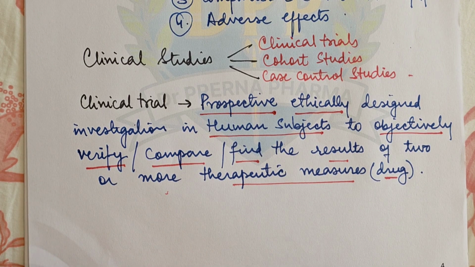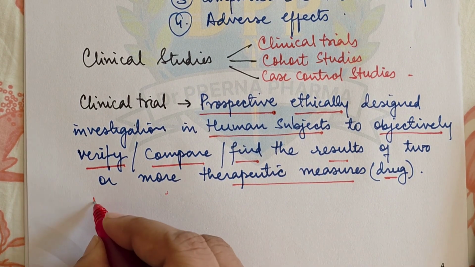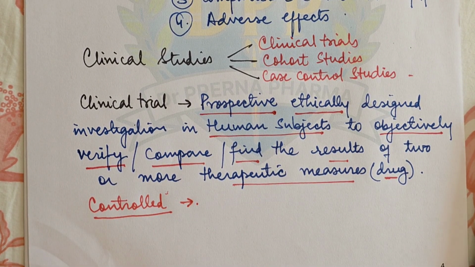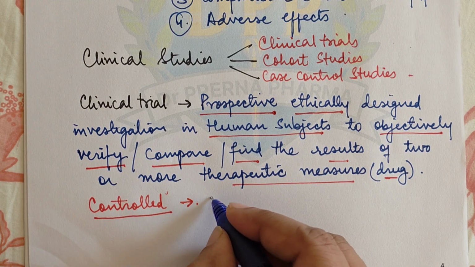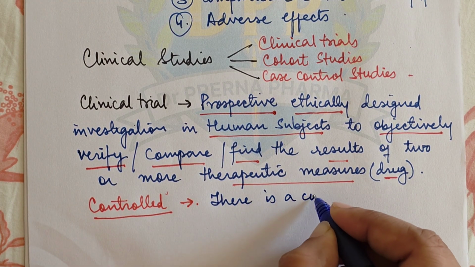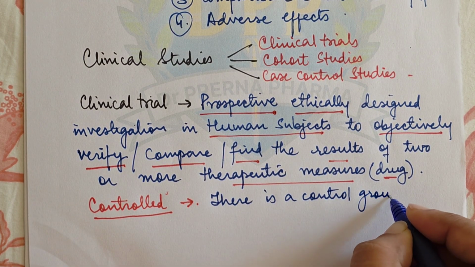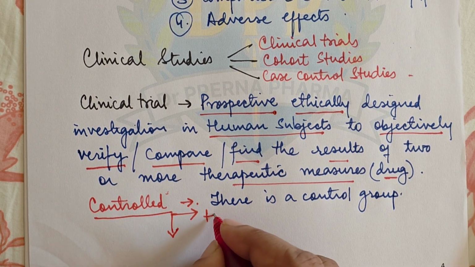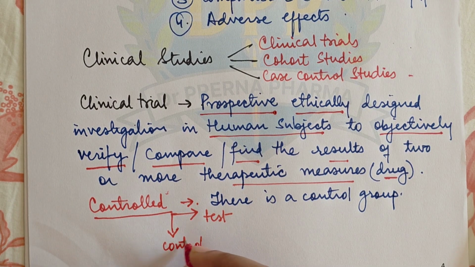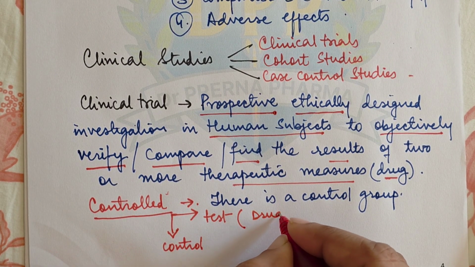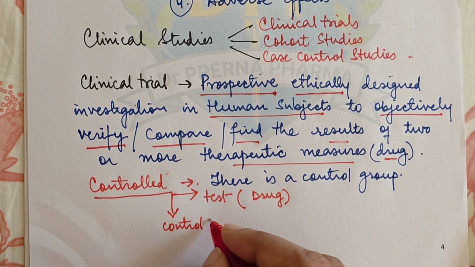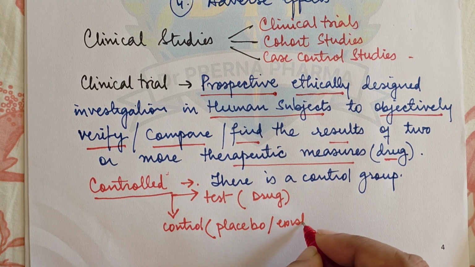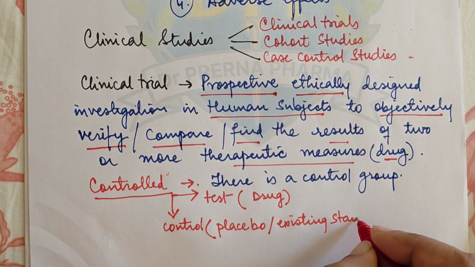Now another word that comes in them is, clinical trials usually have certain names. The first thing that comes in their name is controlled. Controlled means there is a control group. So that means a clinical trial is a test in which there are two arms. One is the test arm and one is the control arm. The test arm is given the drug which we are going to investigate, and the control arm is given an inert substance, which is called a placebo, or maybe an existing approved standard treatment, right?